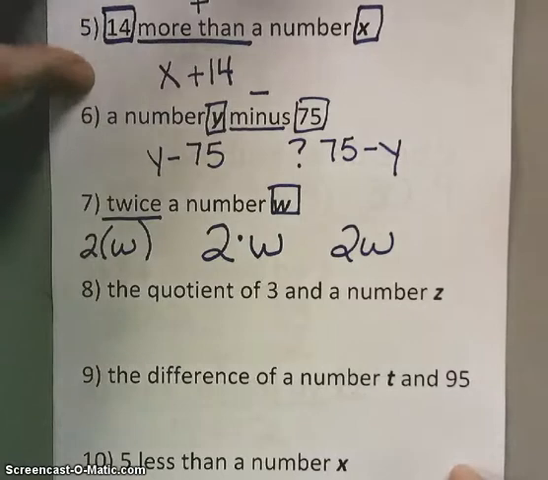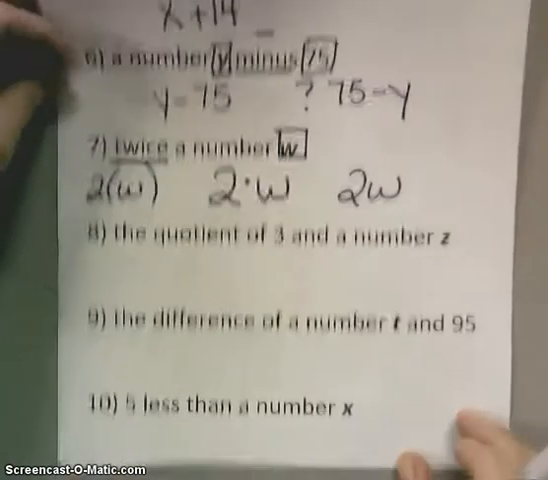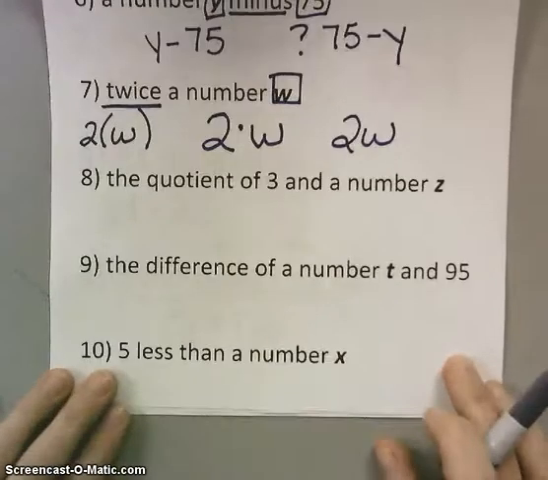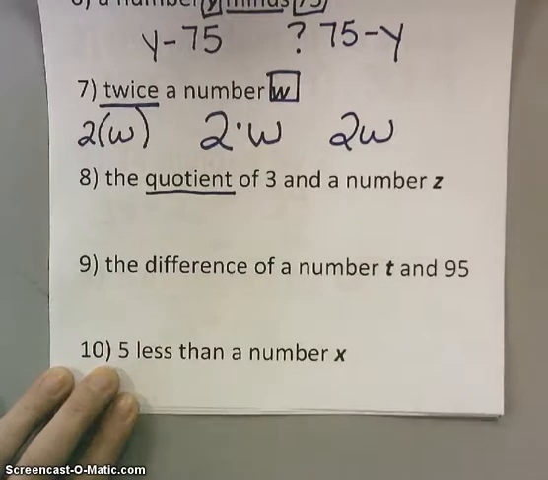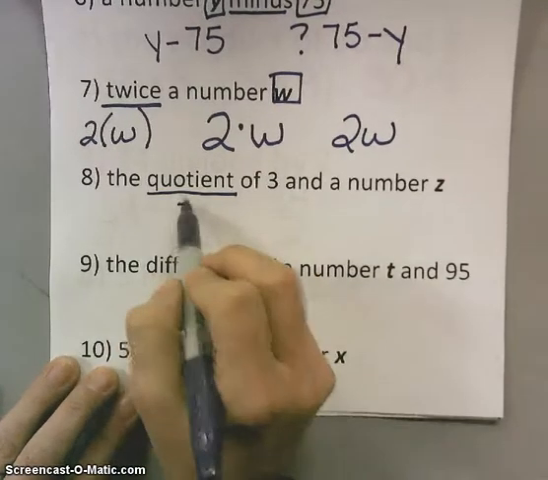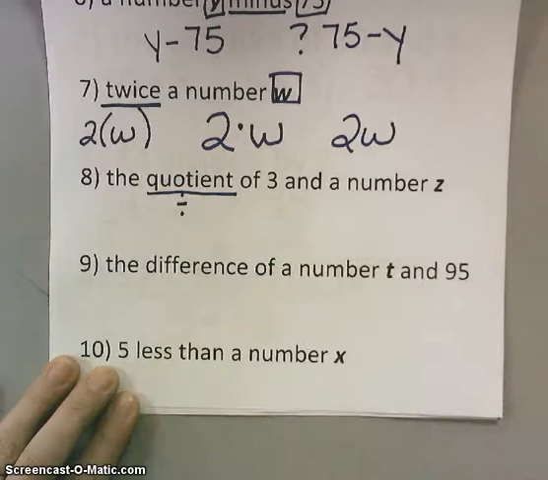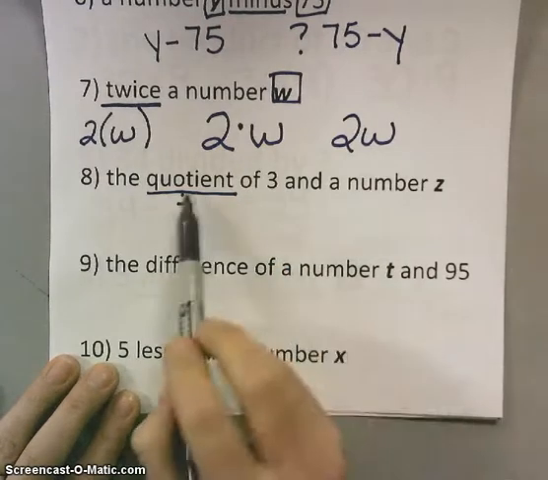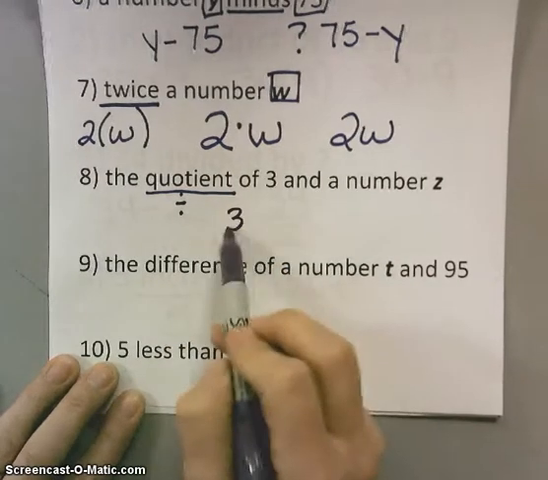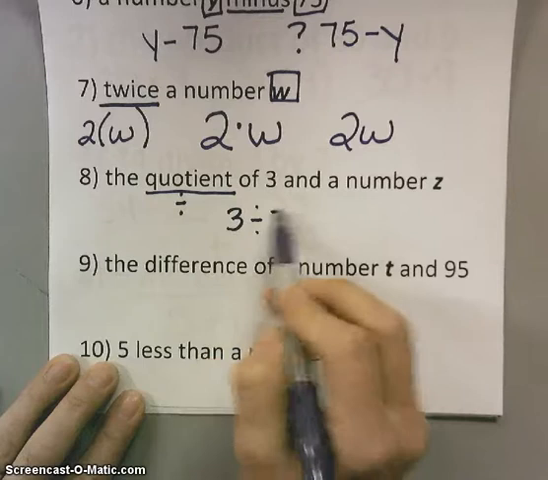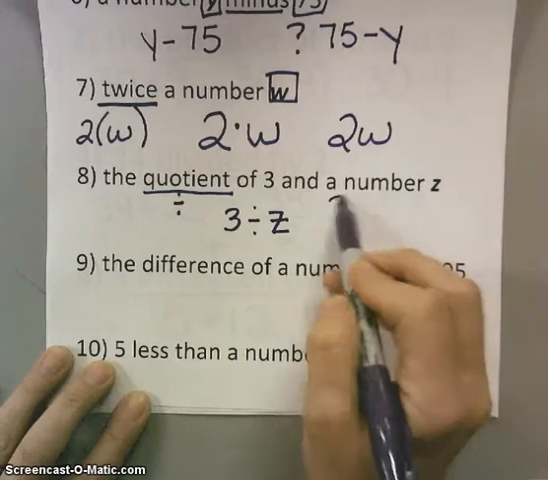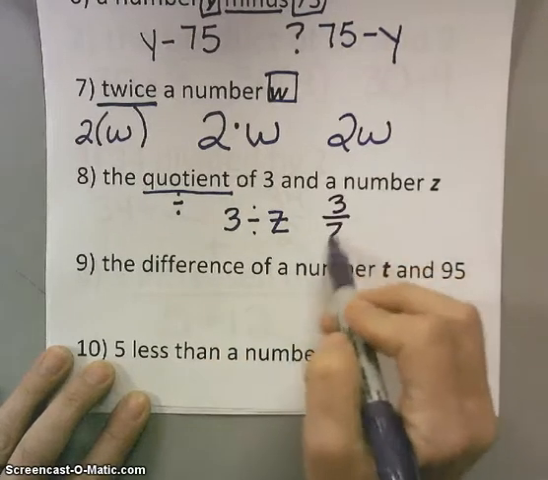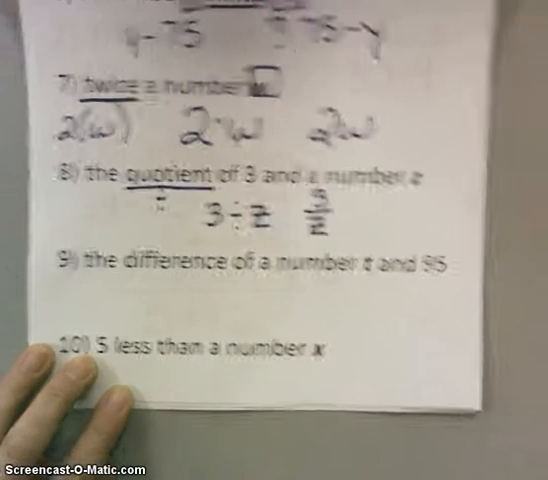Number 8, the quotient of 3 and a number z. Well, quotient, if you recall, is the answer to a division problem. So I know my operation is going to be division. And it's the quotient of 3 and a number z. I could also write that 3 divided by z. That also represents the quotient.